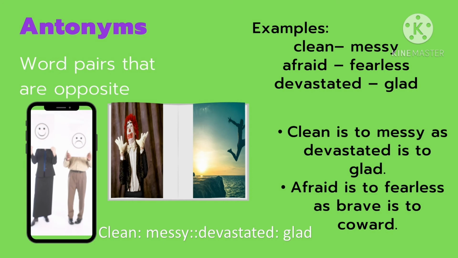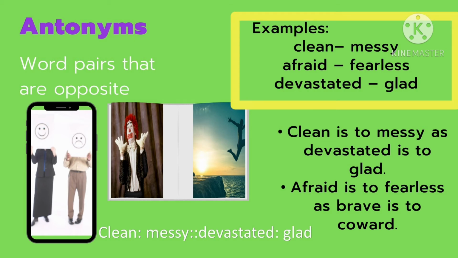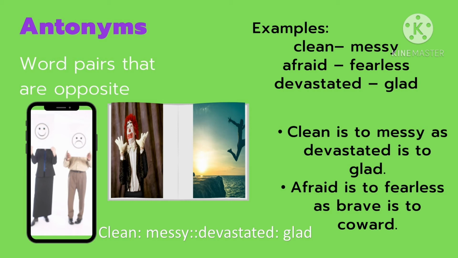Let us now proceed to antonyms. Antonyms are word pairs that are opposite. Let us take a look at the examples. Clean is the opposite of messy. Afraid's opposite is fearless. And devastated, its antonym could be glad. So if we put it in an analogy, we can say: clean is to messy as devastated is to glad. Or the next example, afraid is to fearless as brave is to coward. As we can notice, these are opposites.